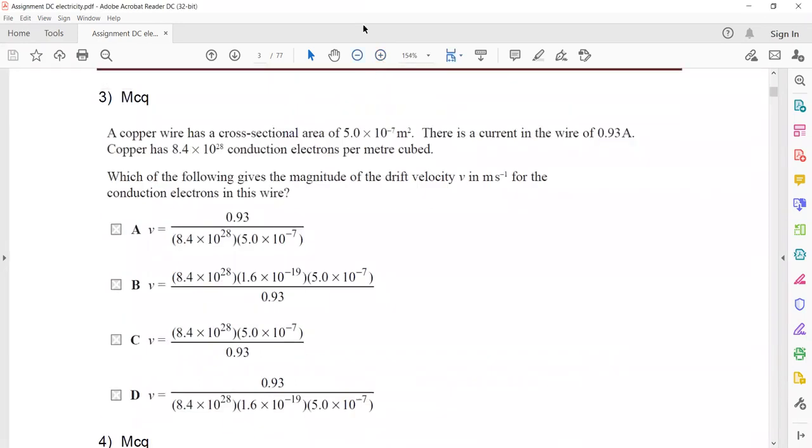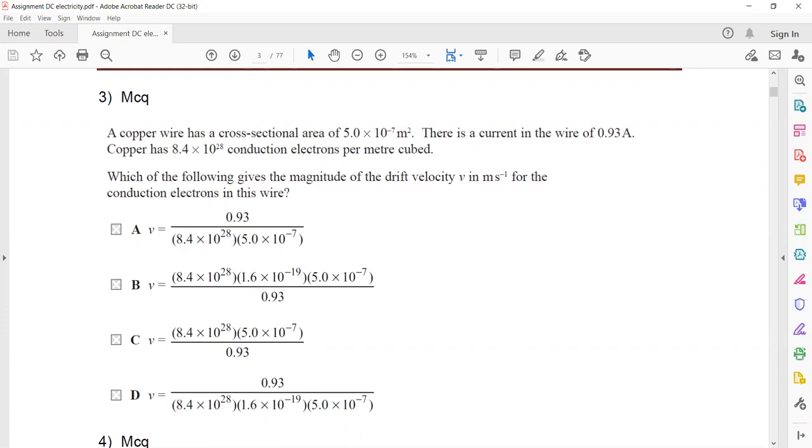In question 3, a copper wire has a cross-sectional area of 5 into 10 to the power minus 7 meters squared. There is a current in the wire of 0.93 ampere. Copper has 8.4 into 10 to the power 28 conducting electrons per meter cubed. That's the number of charge carriers, the value of n. Which of the following gives the magnitude of the drift velocity?